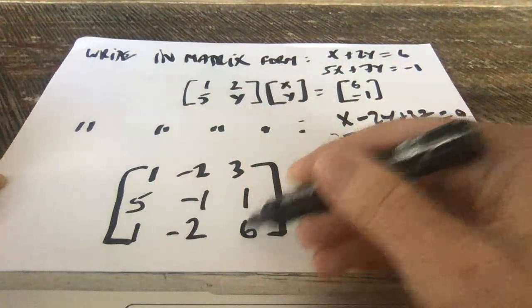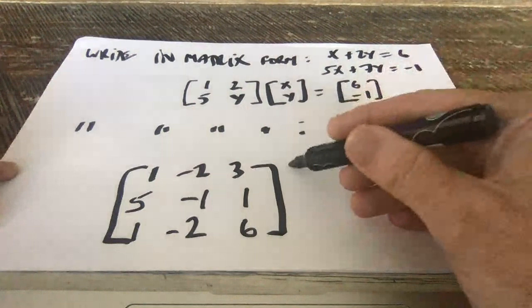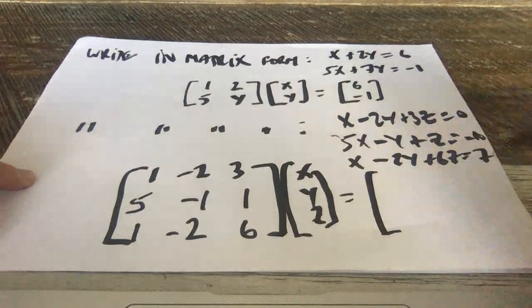You write down the unknowns as a column. It's not obvious, but that's what you do. In this case, you've got three unknowns, so it's x, y, and z, equals the right-hand side, which in this case is 0, minus 10, and 7.